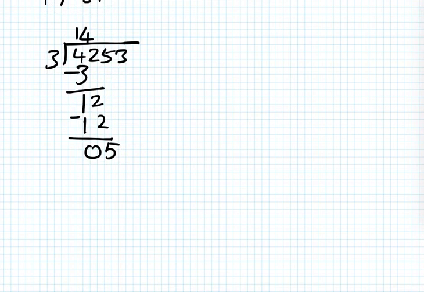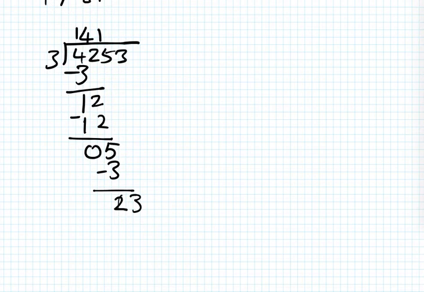Now you've got to ask yourself again, what's the closest number in your 3 times table to 5? 1 times 3 is 3, 2 times 3 is 6. We can't use 6 because it's greater than 5, so we use 1. 1 times 3 is 3. Again we subtract: 5 minus 3 is 2. Now 2 is less than 3, so we've got to drop down the 3 next to it. So this number becomes 23.